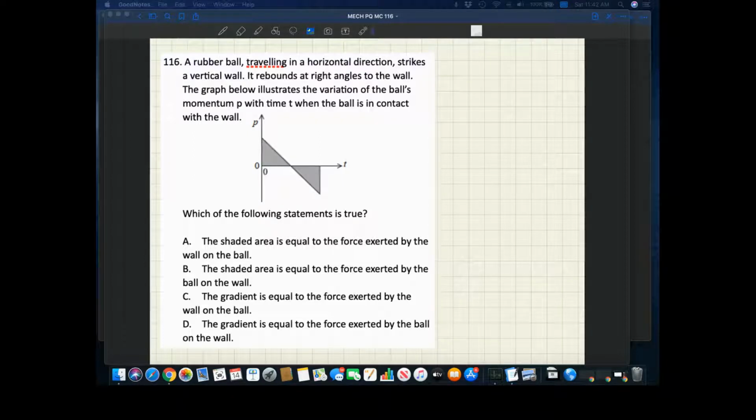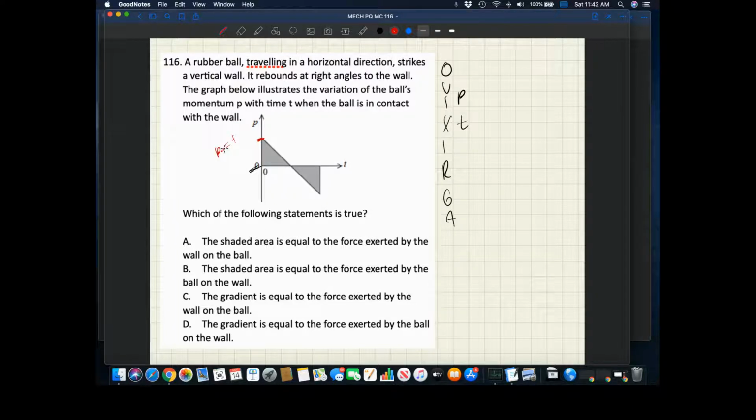In this question, we see there's a graph to start us off. So we start with our graph analysis. Here's our origin, our (0, 0). The y-axis is momentum, the x-axis is time. The intercepts we see here: P0 is positive.